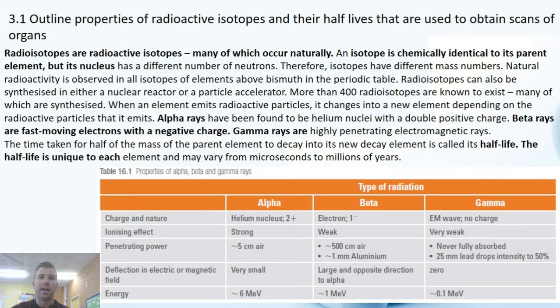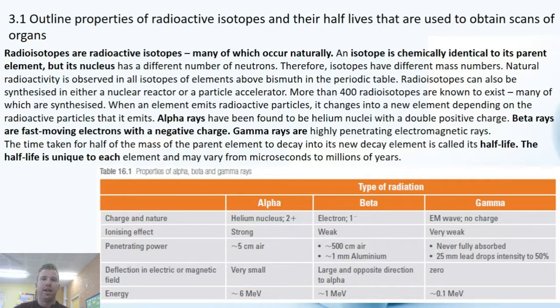There are three common types of rays that you would have learned in years 7 to 10, and those are alpha rays, beta rays, and gamma rays. However, I'm going to also introduce positrons today.